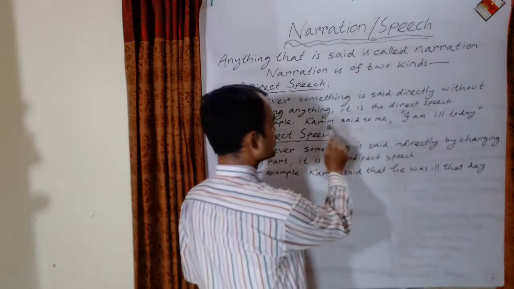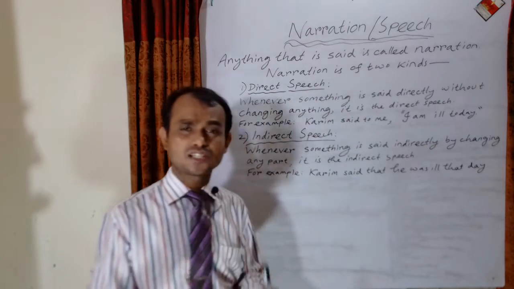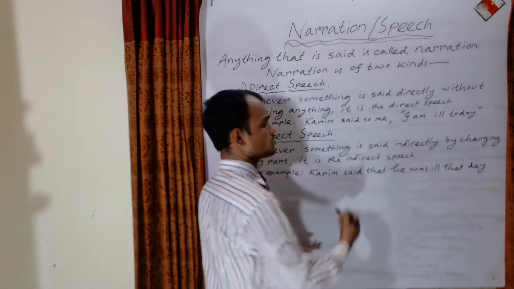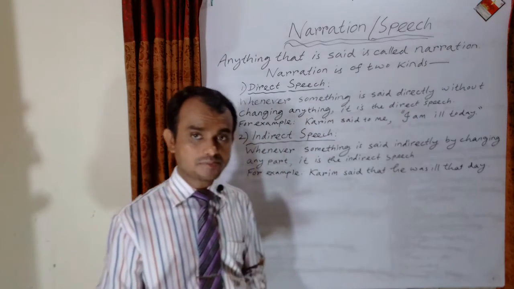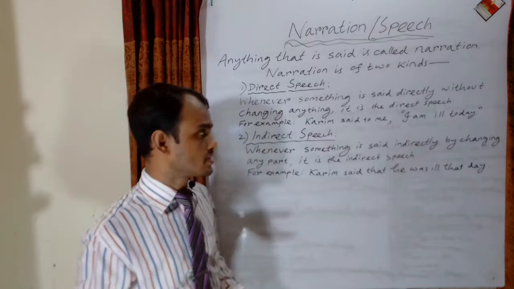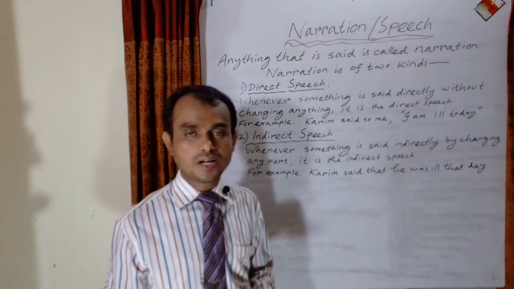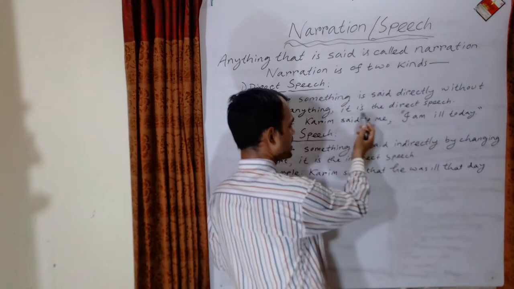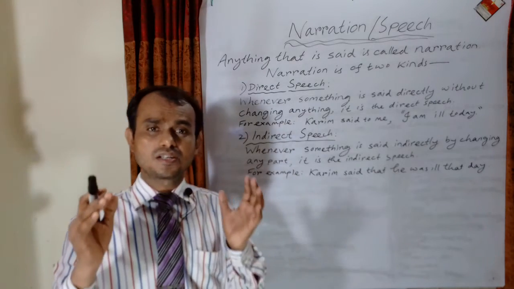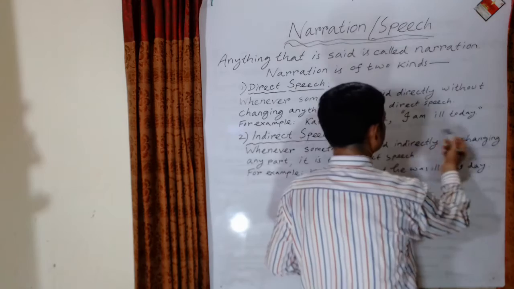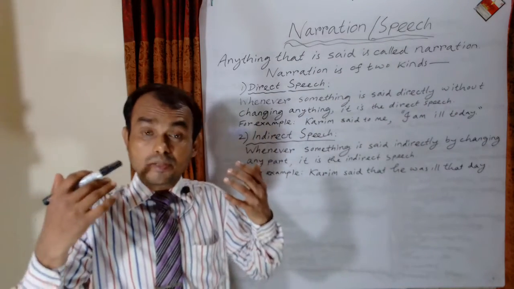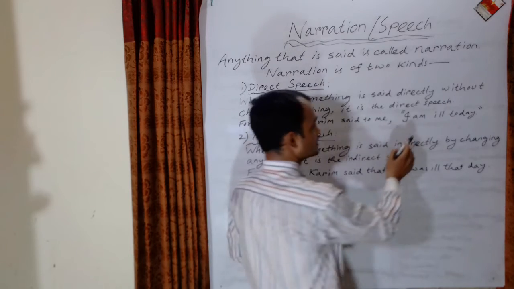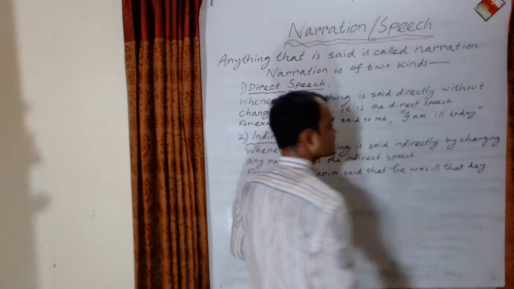Dear students, look at the sentence. Karim said to me, "I am ill today." In this sentence, there are two parts. One part is with inverted commas, the other part is without inverted commas. The speech with inverted commas is called reported speech. The speech without inverted commas is called reporting speech. Okay. The verb in the reporting speech is called reporting verb. The verb in the reported speech is called reported verb. I repeat, the verb in the reporting speech is called reporting verb. The verb in the reported speech is called reported verb.